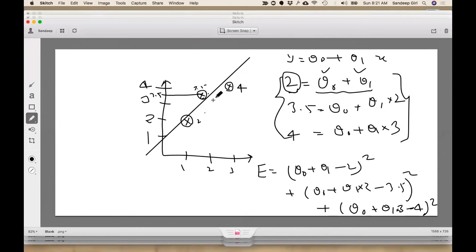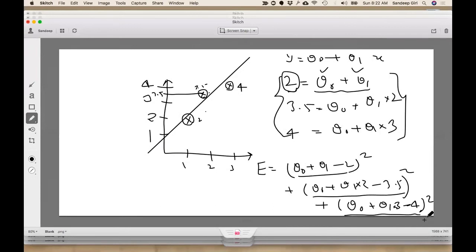Therefore, what we do is we come up with a line, right? Right now we are doing normal algebra. We are saying that imagine a line with theta naught, theta 1, compute the error because of the first point. This is what the error is. Similarly, compute the error because of the second point. Compute the error because of the third point, right? Is everyone with me so far?